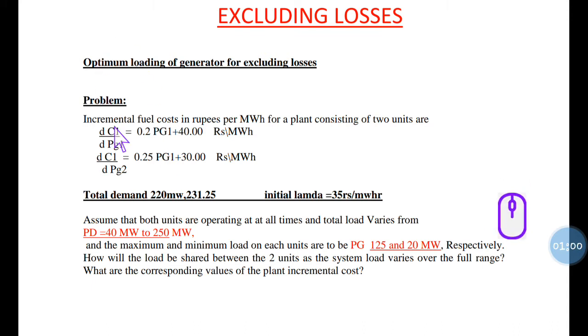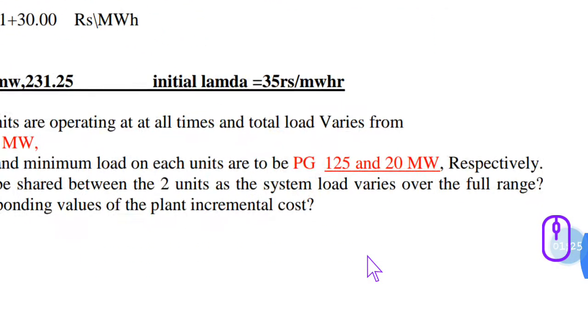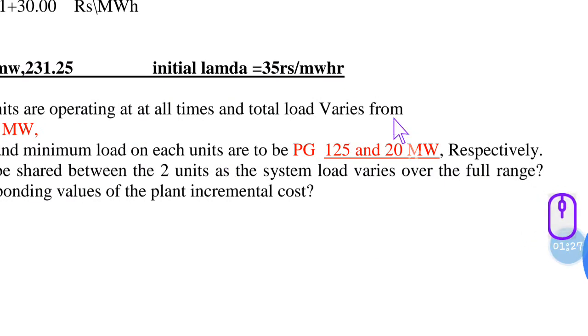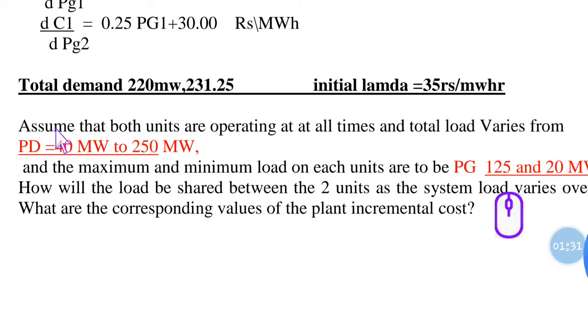In this problem, two plants are given with fuel cost, and the incremental values are given in differentiation form. Rewrite this problem in terms of C0, C1, C2 values. Then the total demand is specified, along with the minimum and maximum load. I am considering without losses, so PG is nothing but PD, whatever generation there is equals the demand. Both plants operate with a minimum limit of 20 megawatt and a maximum of 125 megawatt, and the demand is from 40 to 250.